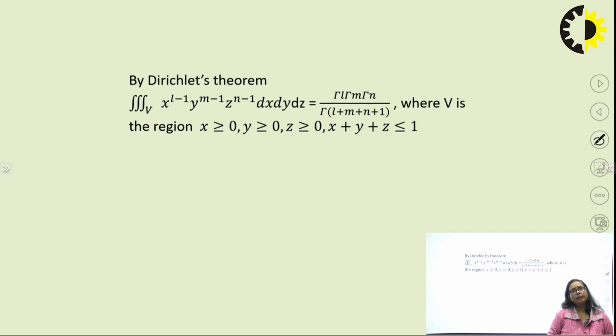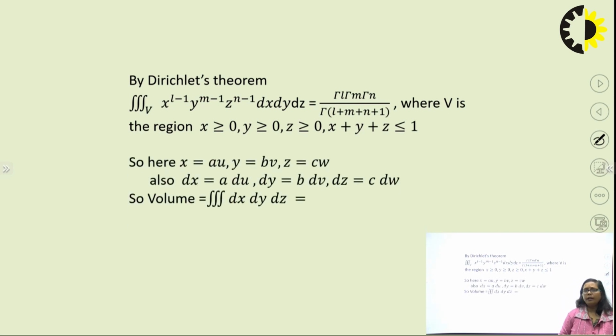So look at the next, by Dirichlet theorem, what do we have? We know that the triple integral over V, this is the definition of Dirichlet which we learned in the first slide, of x to the power l minus 1, y to the power m minus 1, z to the power n minus 1, dx dy dz is gamma l gamma m gamma n upon gamma of l plus m plus n plus 1, where V is this defined domain. So when we have converted x, y, z to u, v, w, we are getting the same domain, which is satisfied.